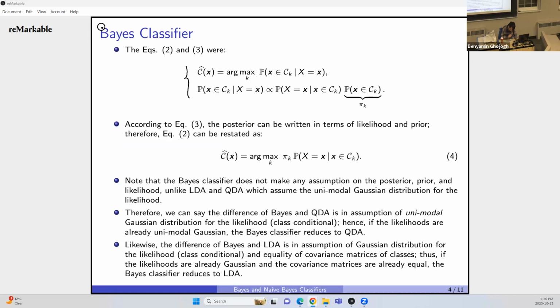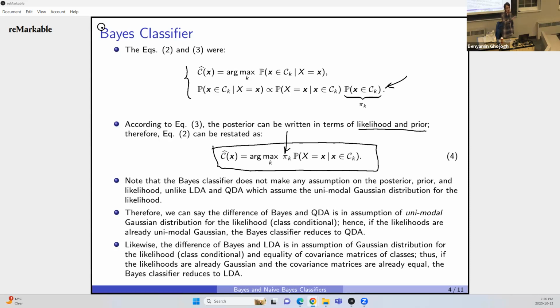So we had these, I'm repeating them. According to equation 3, the posterior can be written in terms of likelihood times prior. So basically, I can have equation 4 for the Bayes rule: the likelihood times prior. By the way, what is this prior doing? Why is it important? What is the difference between prior and likelihood? Sometimes in industry interviews for machine learning jobs, they ask this question. What is the difference?